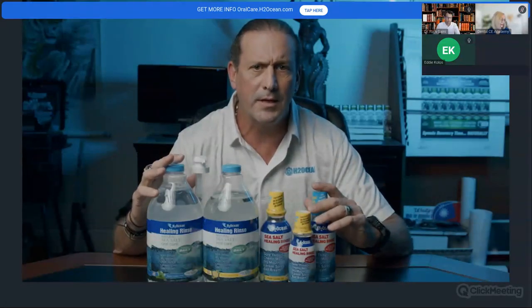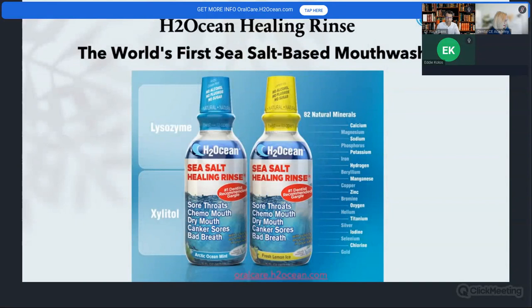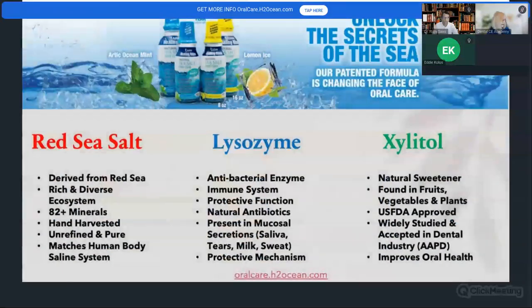Now, let's focus on one of our flagship products here, the H2 Ocean Healing Rinse, the world's first sea salt-based mouthwash. What makes this so special? The key ingredients: red sea salt, enriched with 82 trace minerals, hand-harvested, unrefined, and perfectly matching the human body saline system.